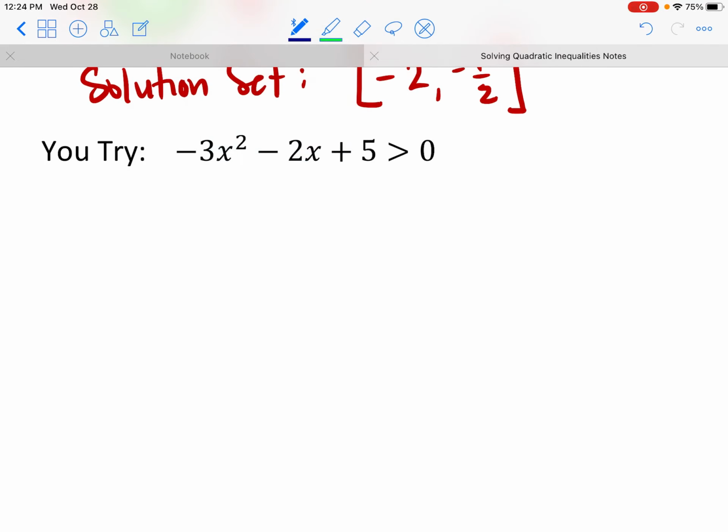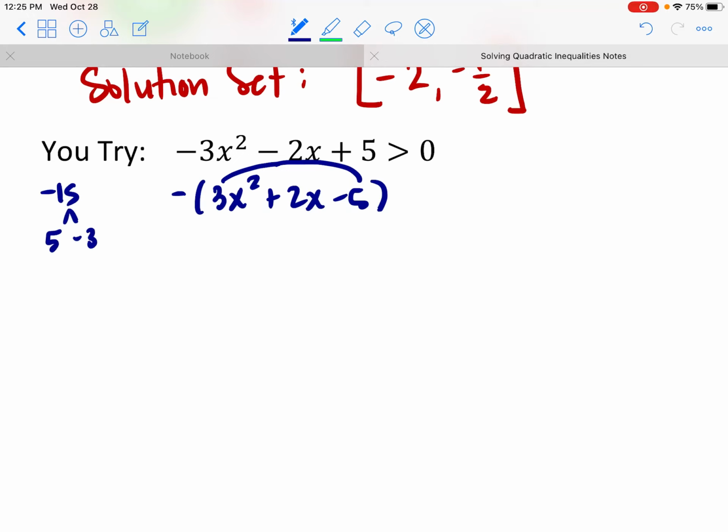And by all means, if you don't want to make the graph by hand, use Desmos. But I'm going to go ahead and factor this thing. So take out the negative. That's 3x squared plus 2x minus 5. And factors of negative 15 that make 2 would be 5 and negative 3. Dividing by 3, we can see this is going to factor into 3x plus 5 and an x minus 1.